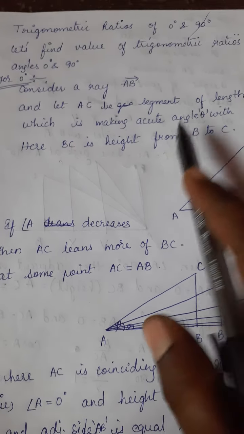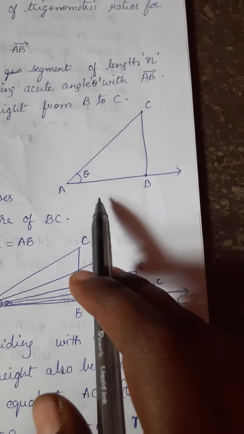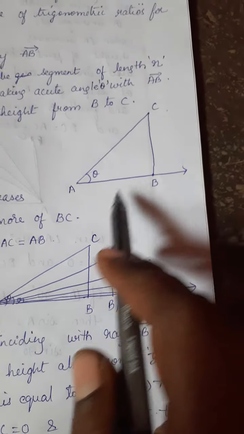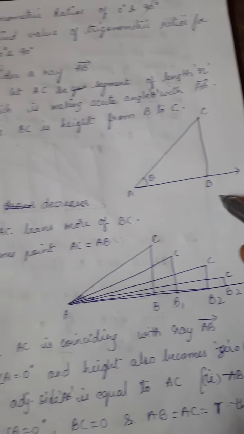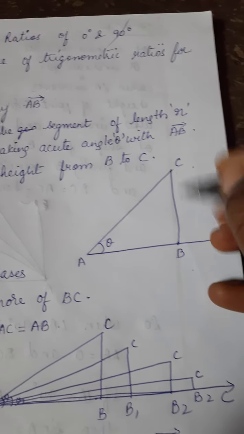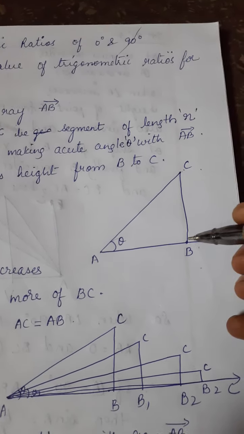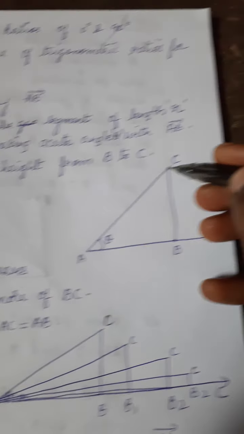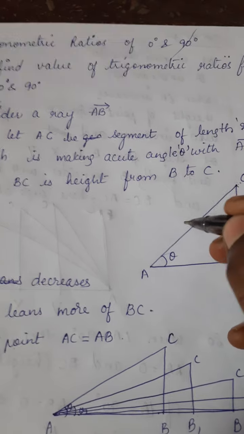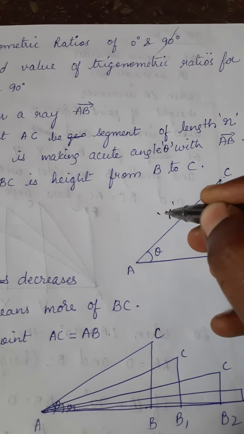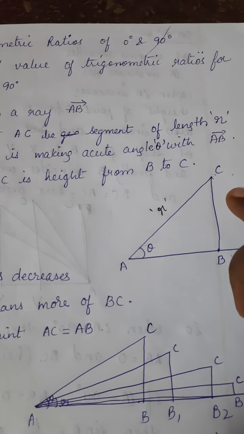For this, let us consider a ray AB. Here AB is a ray, and BC is the height. AC is the segment of length R.